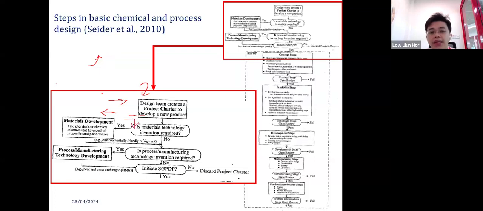If no, then we can proceed directly to the third step, which we call process or manufacturing technology. Meaning, in your design, does it involve any very special process invention or technology invention? If yes, you need to figure out what it is, and then consider how you are going to get this technology development or invention. If no, then we can proceed directly to the next step.